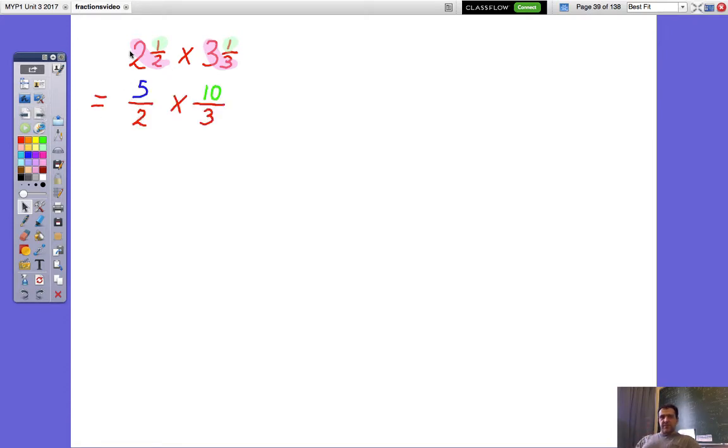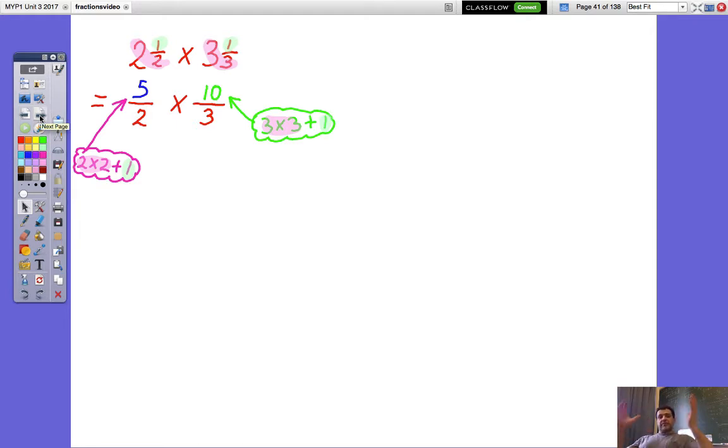So just to recap on that, 2.5 is 5 halves, because you're doing 2 times 2 plus the extra 1 to get 5, and 3 and a third is 10 thirds, because you're doing 3 times 3 is 9 plus the extra 1 to make 10. So that's written as top heavy fractions, and then I've just got a little note reminding you of that. 2 times 2 plus the odd 1, 3 times 3 plus the odd 1 makes 5 over 2 times 10 over 3.